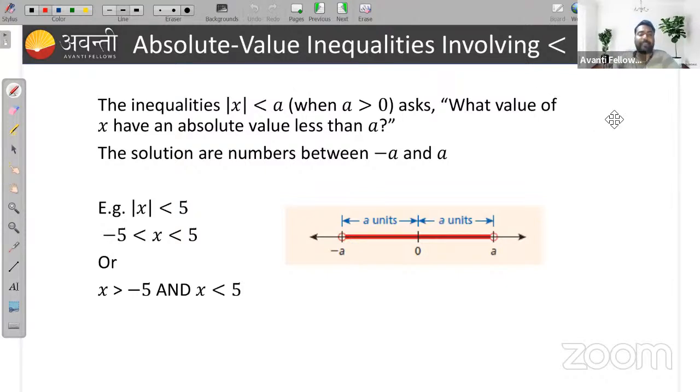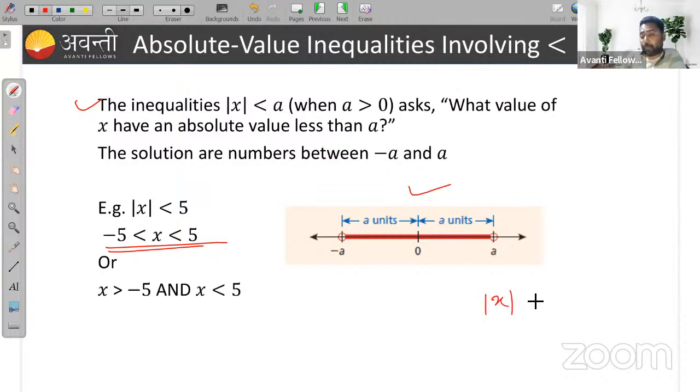Okay, what are absolute value inequalities involving less than? That is simple, no need to read all these things. If you have mod x is less than 5, what is the solution region? That is x lying between minus 5 to 5. So what is the graphical representation of the solution set? This one is your graphical representation for the example mod x is less than 5.